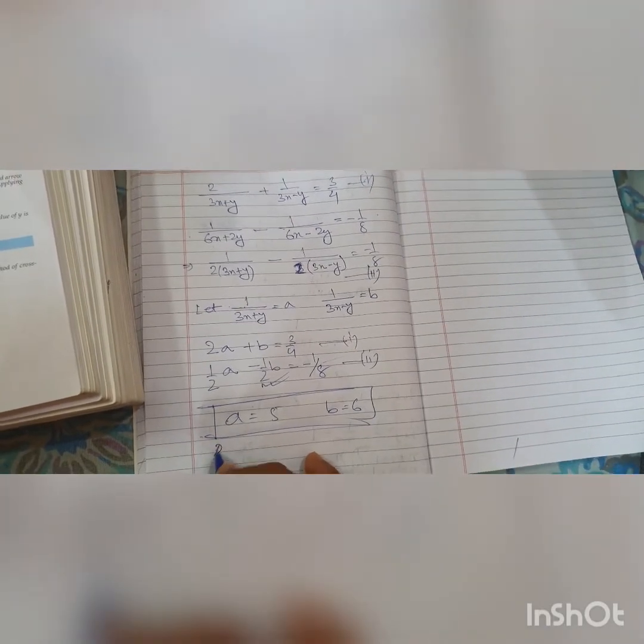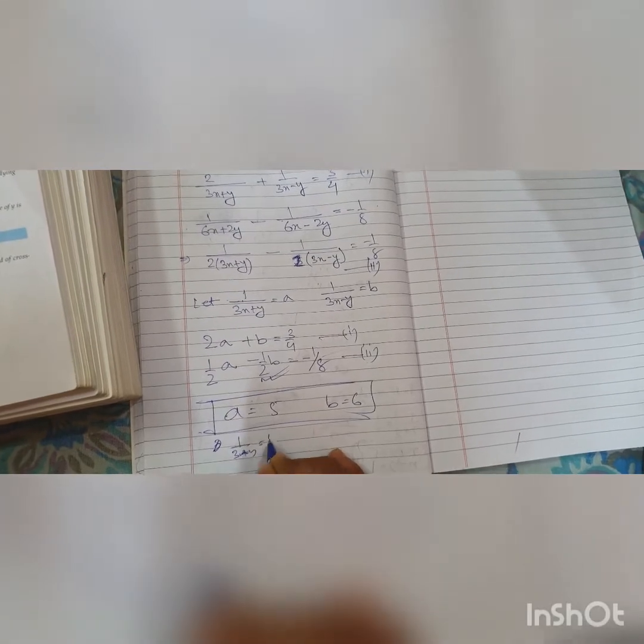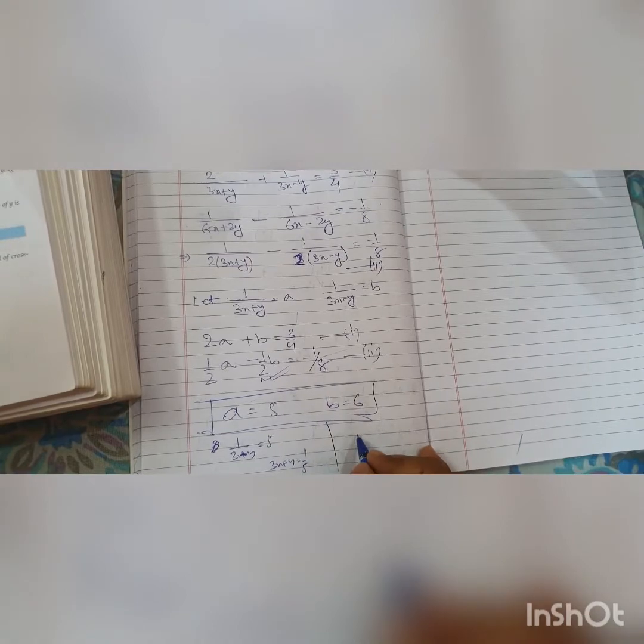So 1 by 3x plus y equals 5, so 3x plus y equals 1 by 5, reciprocating it. And 1 by 3x minus y equals 6, so 3x minus y equals 1 by 6.